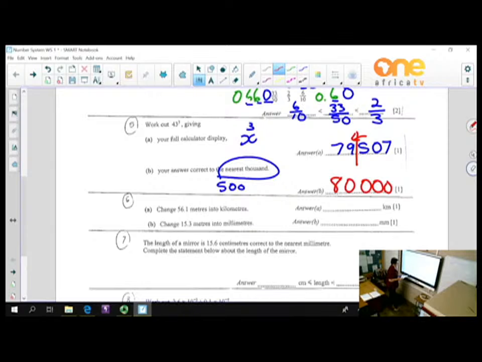Change 5.6 meters into kilometers. We'll have to divide here with 1,000, 1, 2, 3 places. So it is then 0.0056 kilometers. Change this into millimeters. This time I need to multiply with 1,000. So it's 15.3 and then 2 more zeros. I times with 1,000. Question 7.